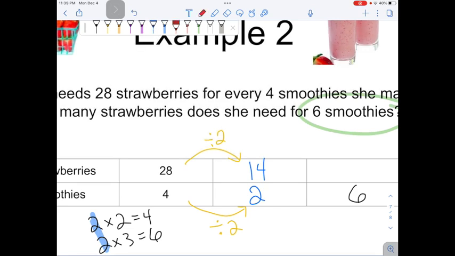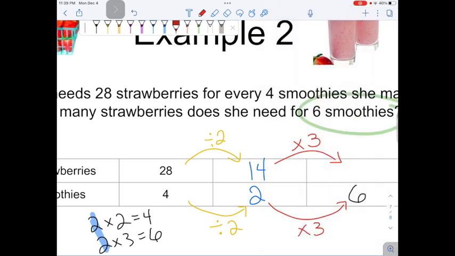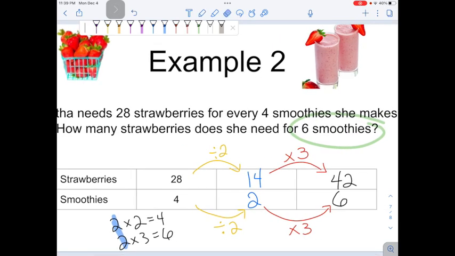Now I can keep going and say 2 times 3 is 6, so that's triple the smoothies, and then times 3, and if you're not sure, 14 times 3 is 42. So that gets us to 42 strawberries. Cool. However, I wouldn't have to use the common factor 2. I could instead use a common multiple.